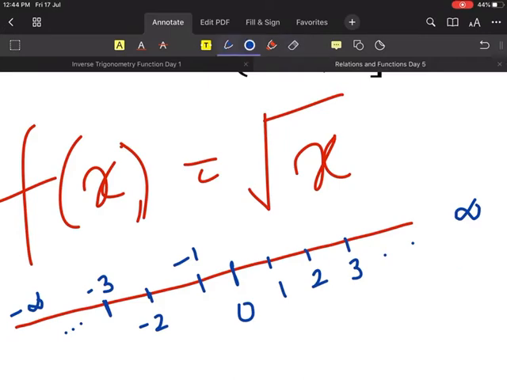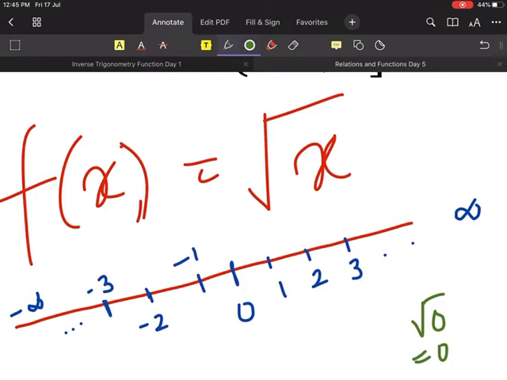And we have to find the particular values of x for which this function is defined. Now you tell me, in place of x, if I put 0, what will happen? Will it be defined or undefined? Square root of 0. Is it defined or undefined? Defined. Very good. It will be defined, because square root of 0 is 0.